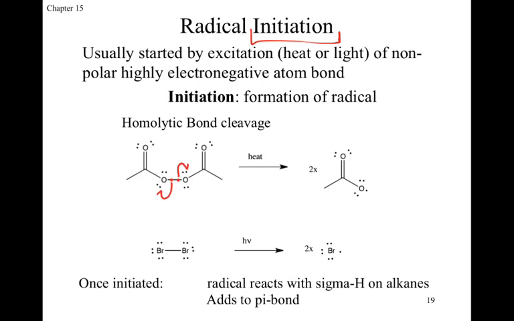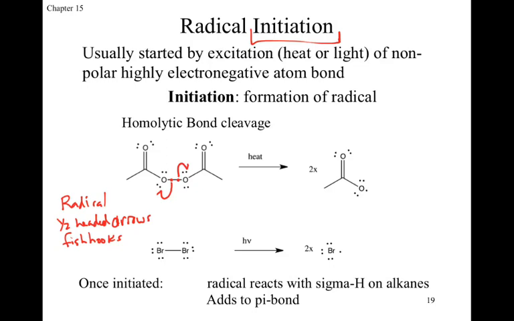So when we're dealing with radical reactions, we're going to be dealing with half-headed arrows, or you may hear them called fish hooks. Okay? So what we're trying to show is, again, where those electrons went when the bond broke.